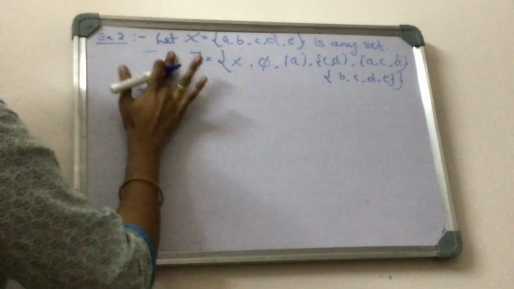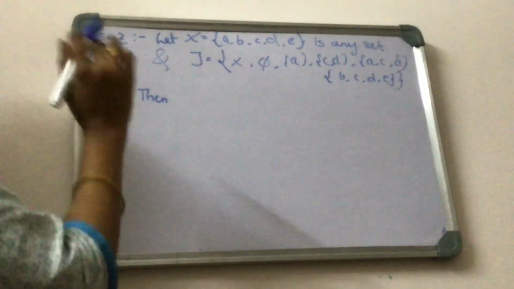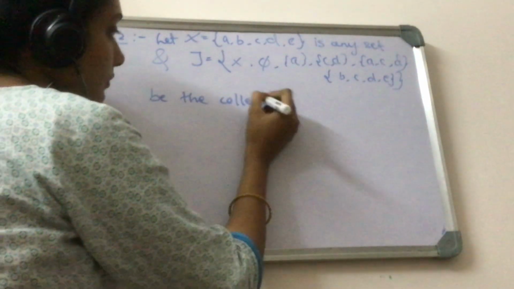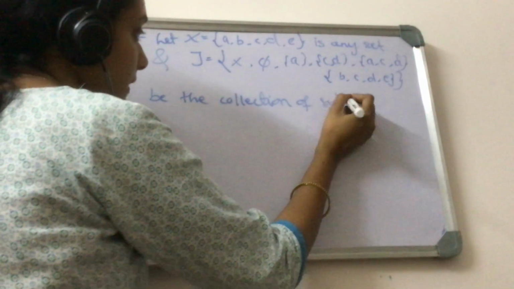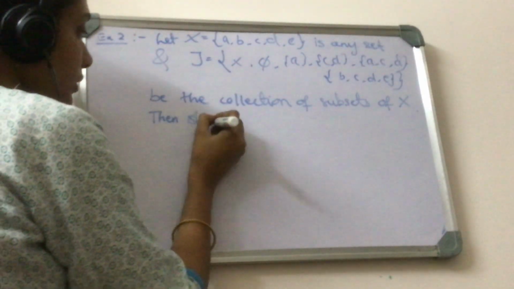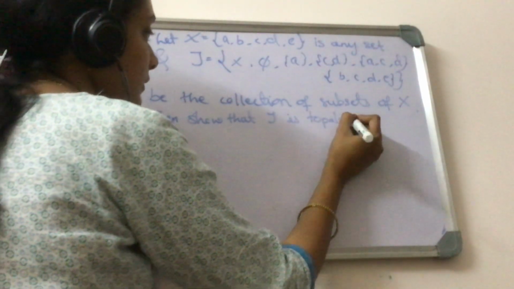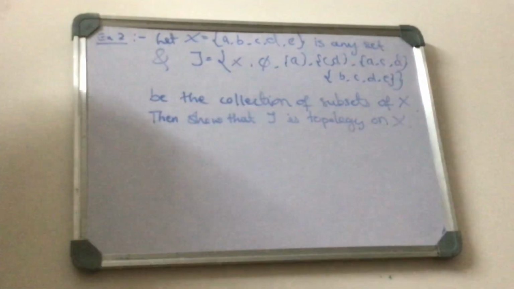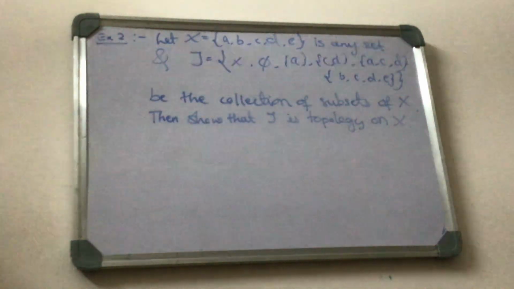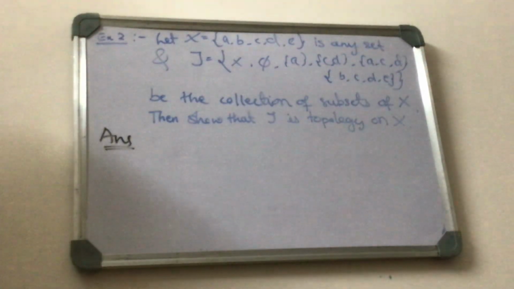Then take, let X be this set, and tau is the collection of subsets of X. Then show that tau is a topology on X. Okay, so we need to show tau is a topology on X. I'll just explain this orally. You can go through it afterwards step by step.